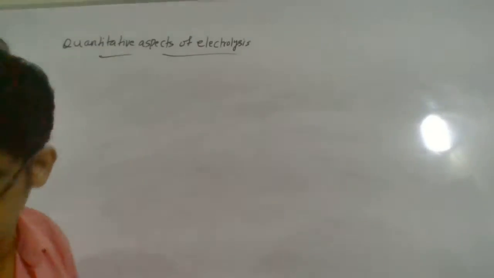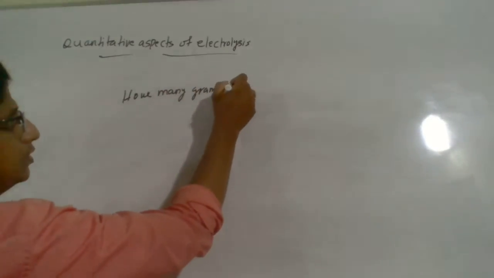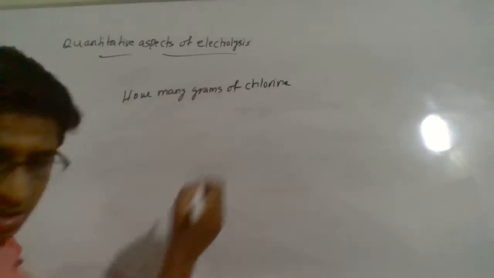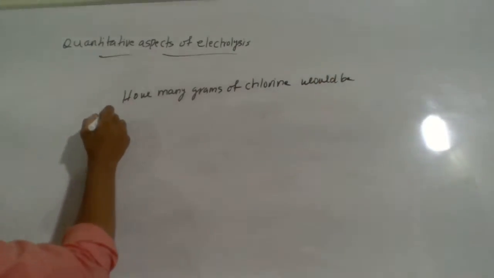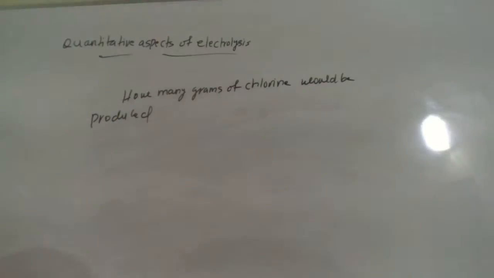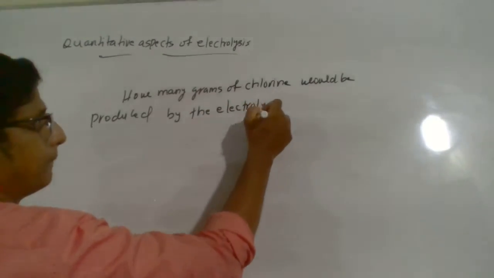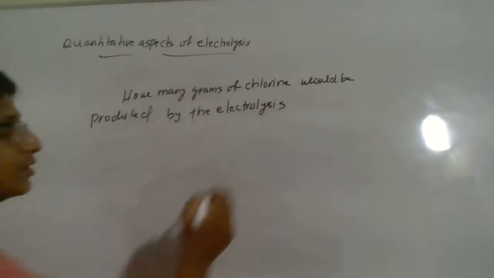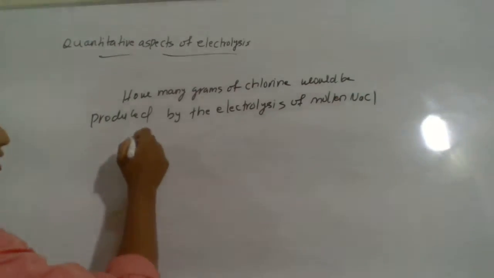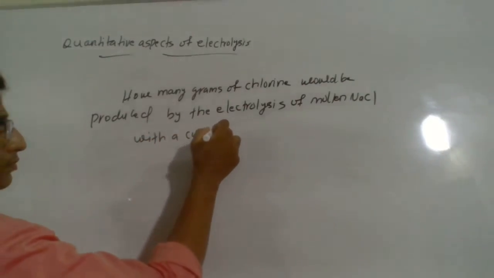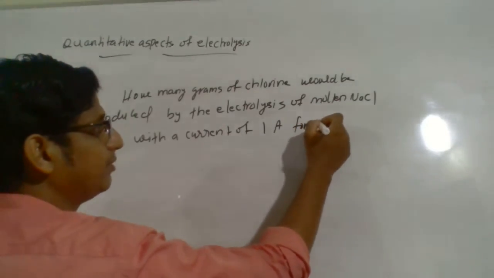Okay, the problem is: how many grams of chlorine would be produced by the electrolysis of molten NaCl with a current of 1 ampere for 30 minutes?